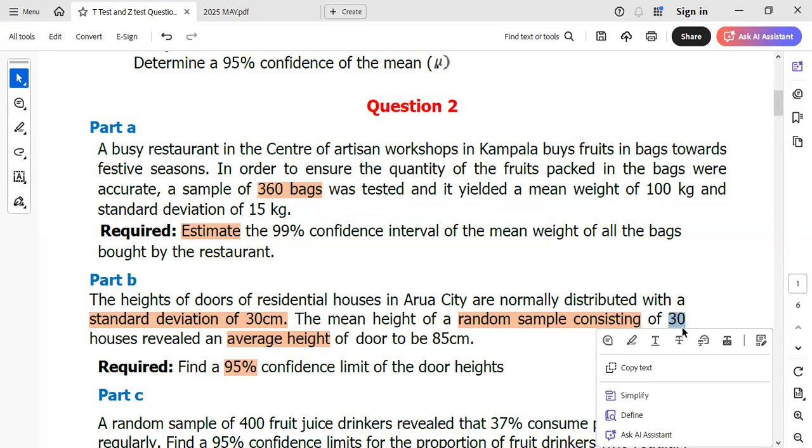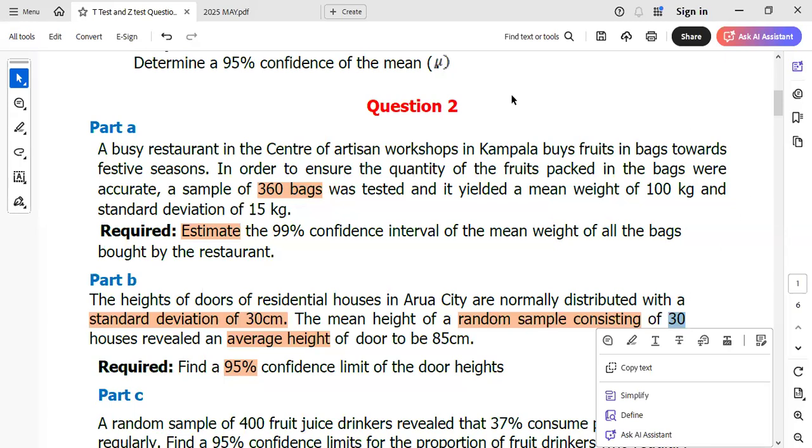You can use the z-test if the sample is 30 or above, 31 and above, like that. You can use the t-test when the sample is below 30.